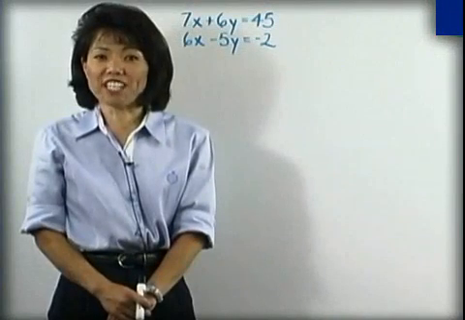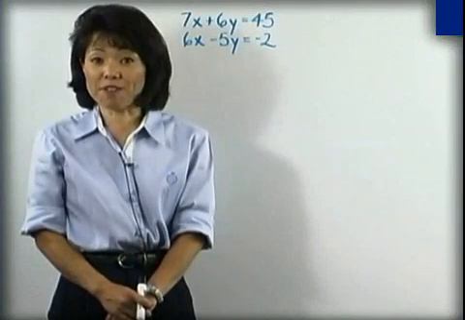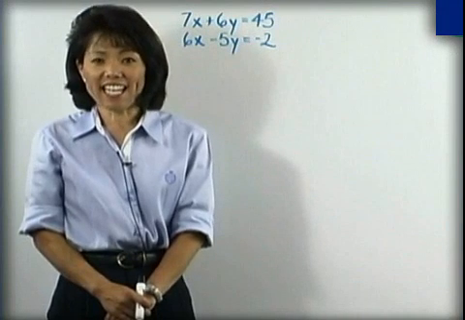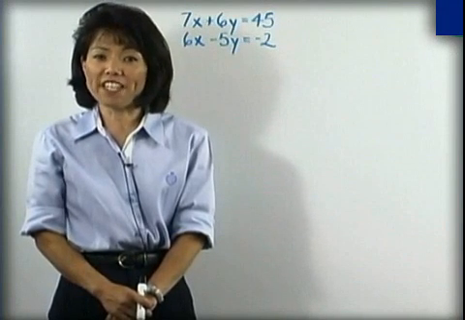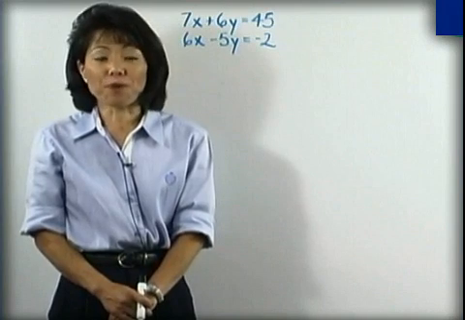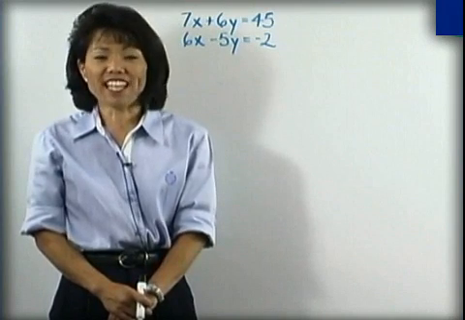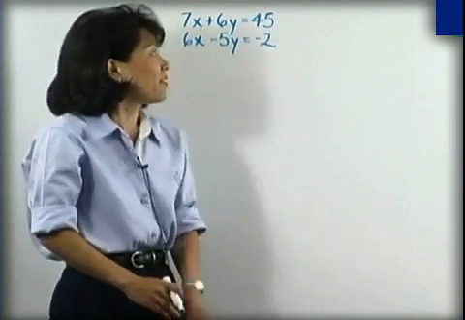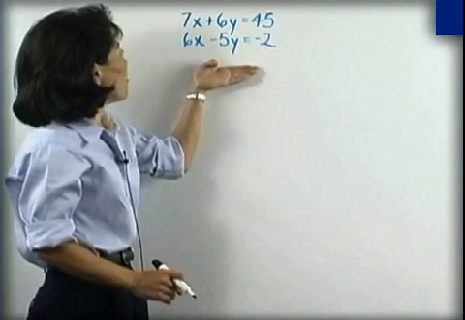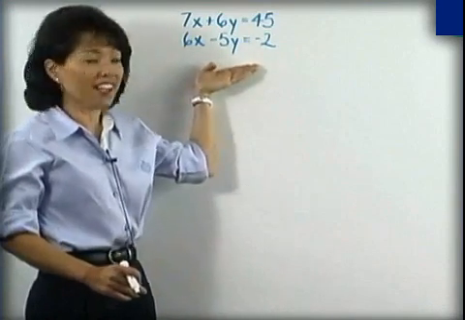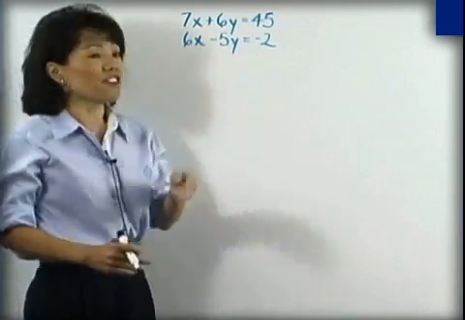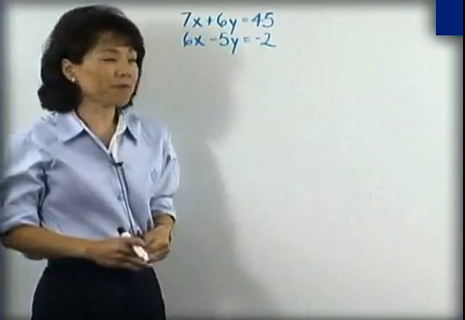In this chapter, we've looked at several methods for solving systems of equations. Again, it's up to you to choose whichever method you'd like. Choose the one that works easiest for you. Let's look at our first system. In this system, we have 7x plus 6y equals 45, and 6x minus 5y equals negative 2.